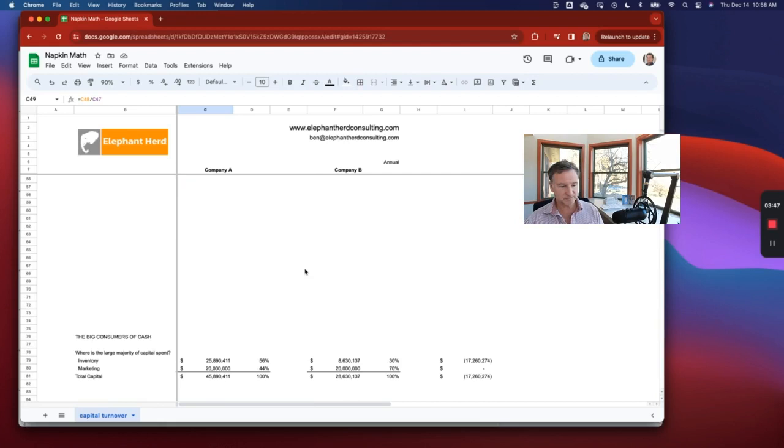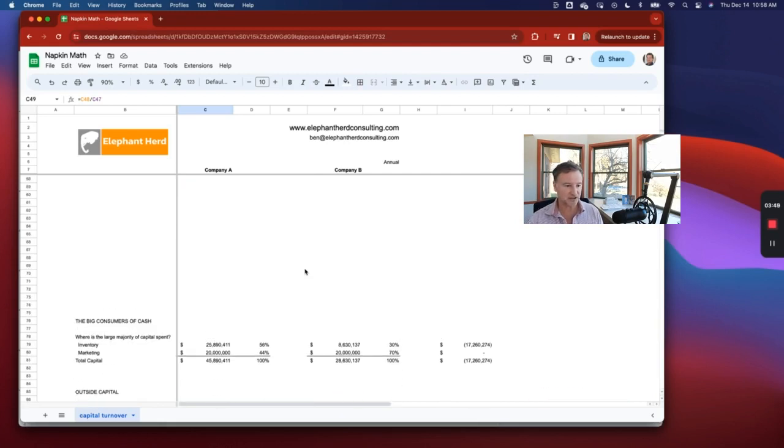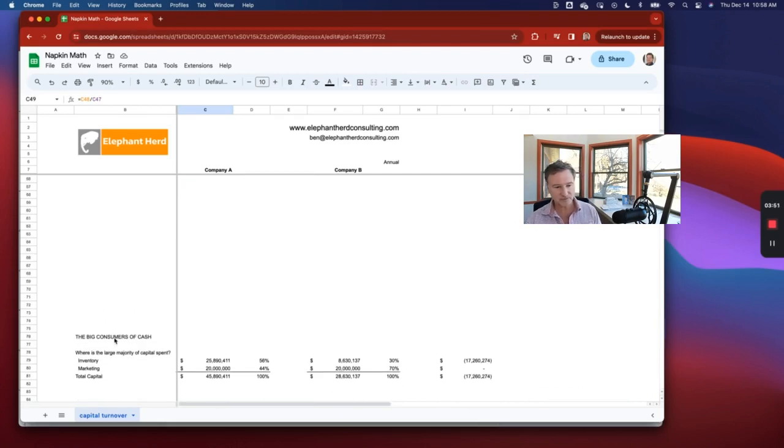So now let's think about how these companies consume cash. So where does most of the capital in a brand go? Well, it goes to inventory and it goes to marketing. So in Company A, we know that they need about 26 million over the course of a year in inventory, or average inventory, I should say, and they need about 20 million of marketing. Company B is 8.6 and same amount of marketing, 20, so 28.